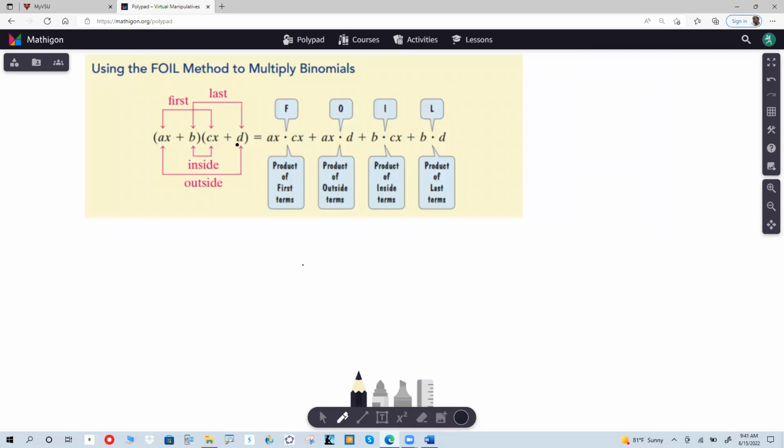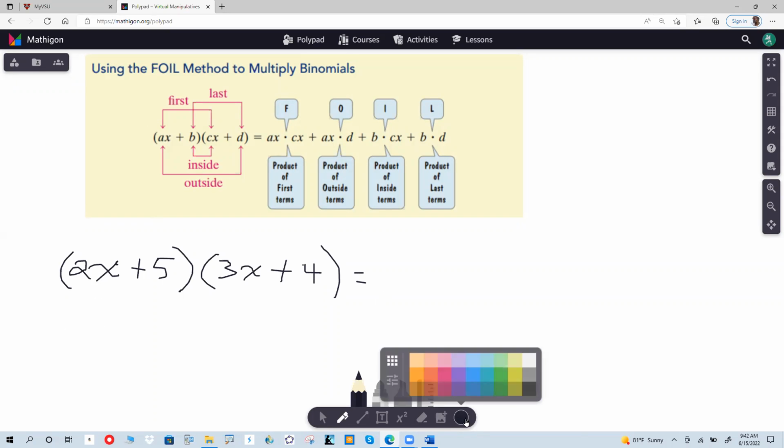AX plus B times CX plus D. I'm going to take something like 2x plus 5 times 3x plus 4. I want to make sure the numbers are all different. So again, I am going to multiply the first terms, and I'm going to label them, underline them. When I multiply them, I get 2x times 3x. 2 times 3 is 6. X times x is x squared.